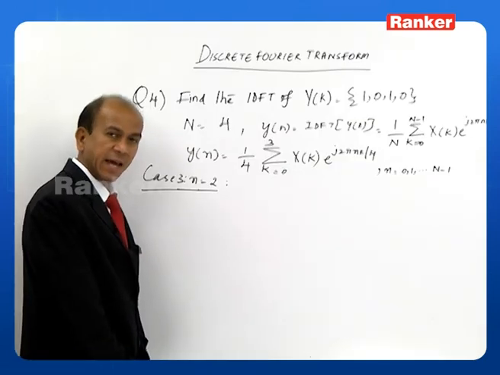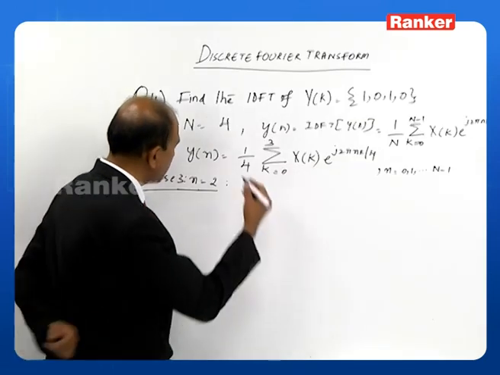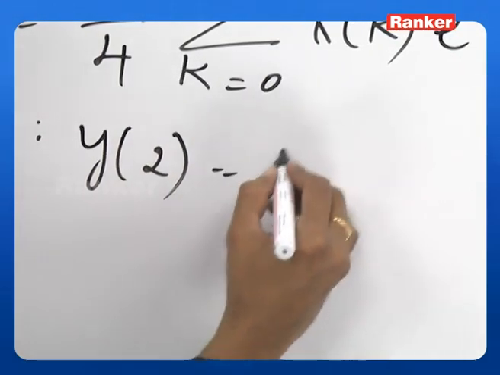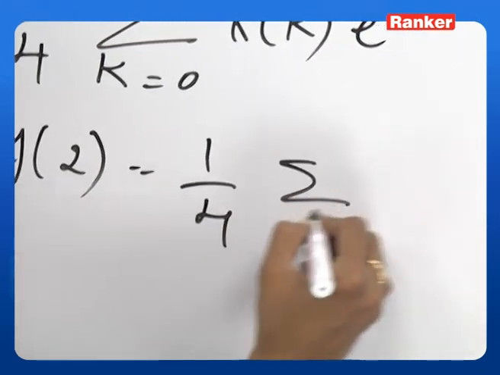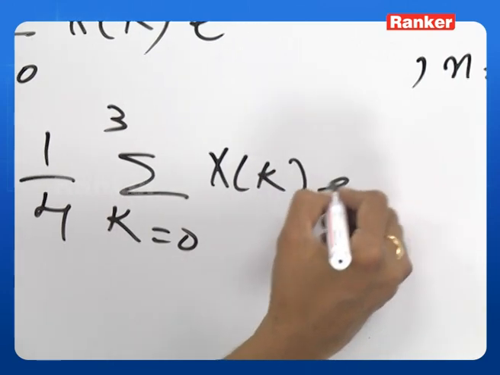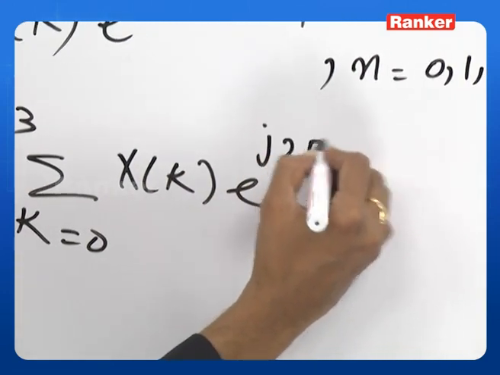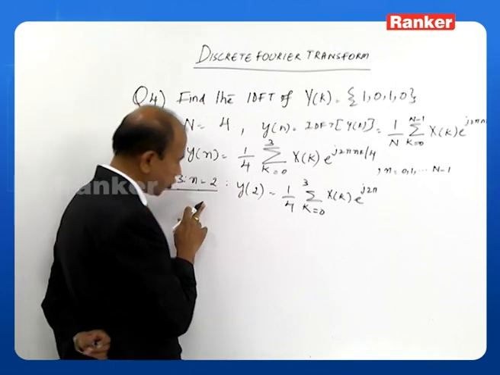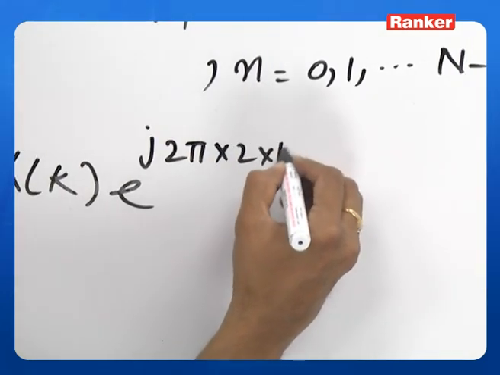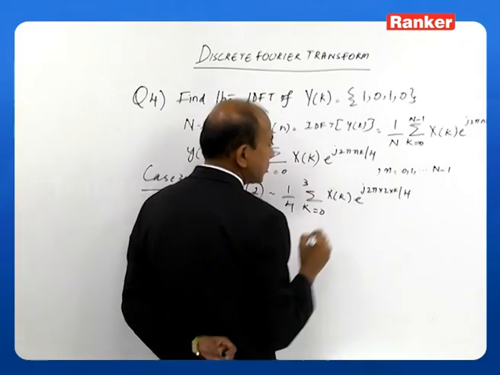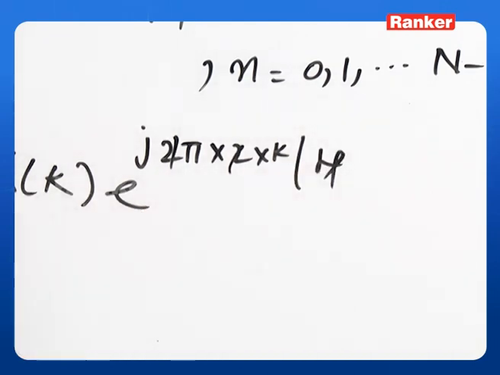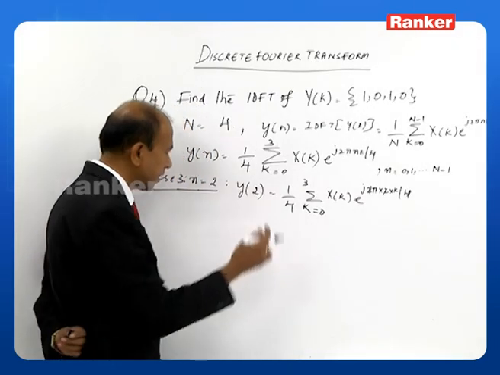Let's see the case 3, n is equal to 2. Now that means I'll write again y of 2. So this will be equal to 1 by 4 summation k is equal to 0 to 3 x of k e to the power of j 2 pi, and then for us n is equal to 2, so I write this as into 2 into k by 4. So this is nothing but, you know, this gets cancelled, so it will be e to the power of j pi k. Okay, let us expand that.